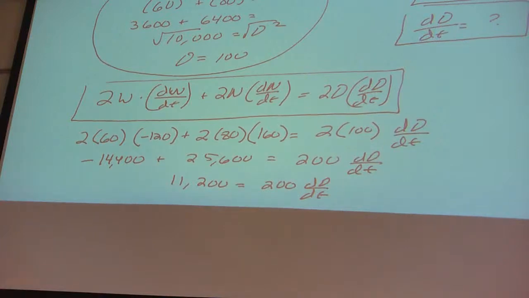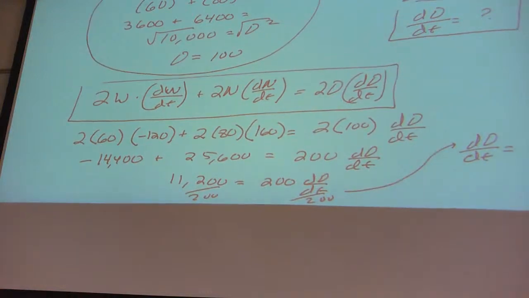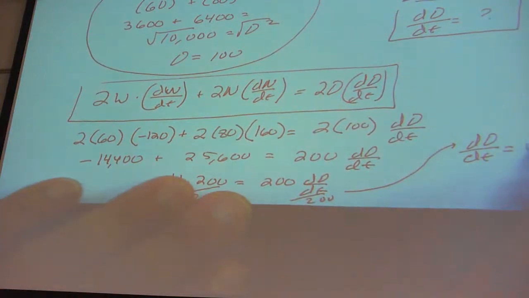What's the last step? Divide by 200, divide by 200. dD over dt equals 56 pounds.